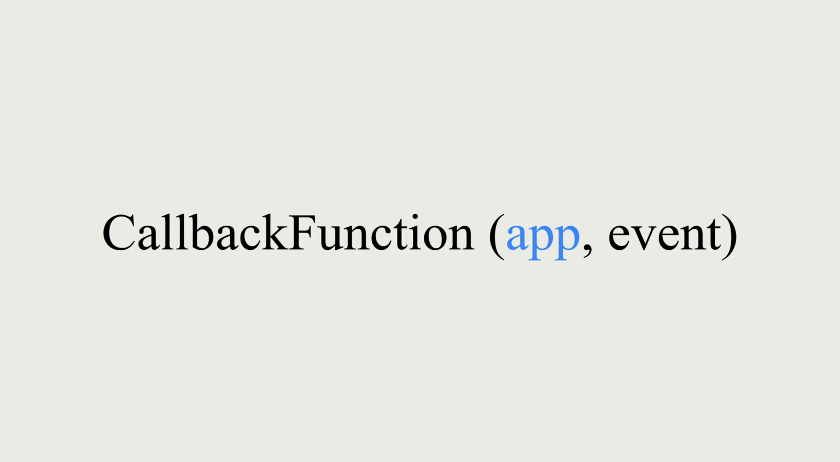Now, every callback function has two arguments. One is the app argument and the second one is the event argument. The app argument is the most important input because you can use it to get information about everything happening in the app. Now, let's talk about this event argument. This argument contains information about the event that caused the callback to be executed. It can access specific information about users' interaction.